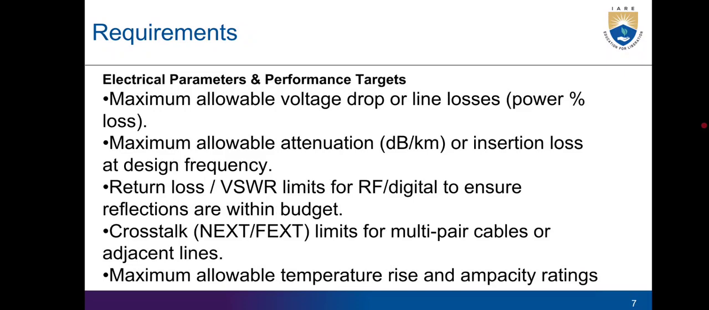Requirements: electrical and performance targets: maximum allowed voltage drop or line losses, power percentage losses, maximum allowable attenuation in dB per km or insertion loss at design frequencies, return loss and VSWR limits for RF and digital to ensure reflections are within the budget, crosstalk and NEXT limits for multi-phase cable or adjacent lines, maximum allowable temperature range and ampacity rating.